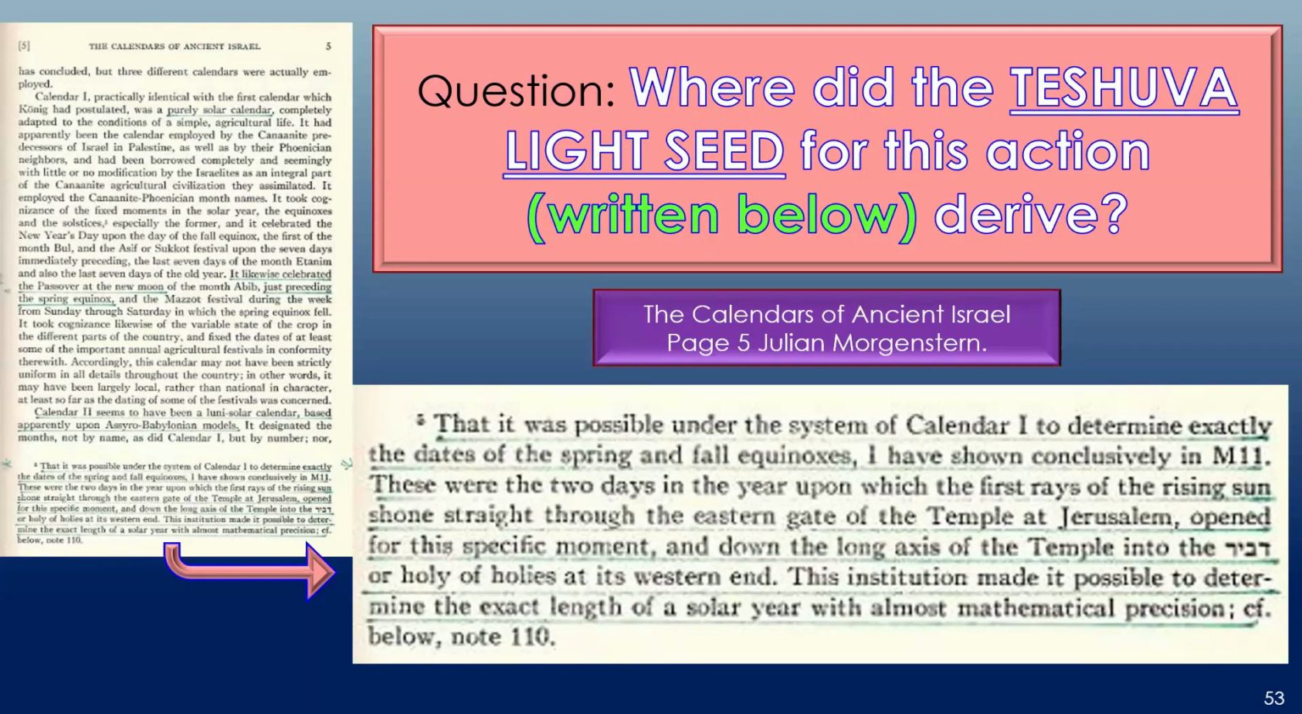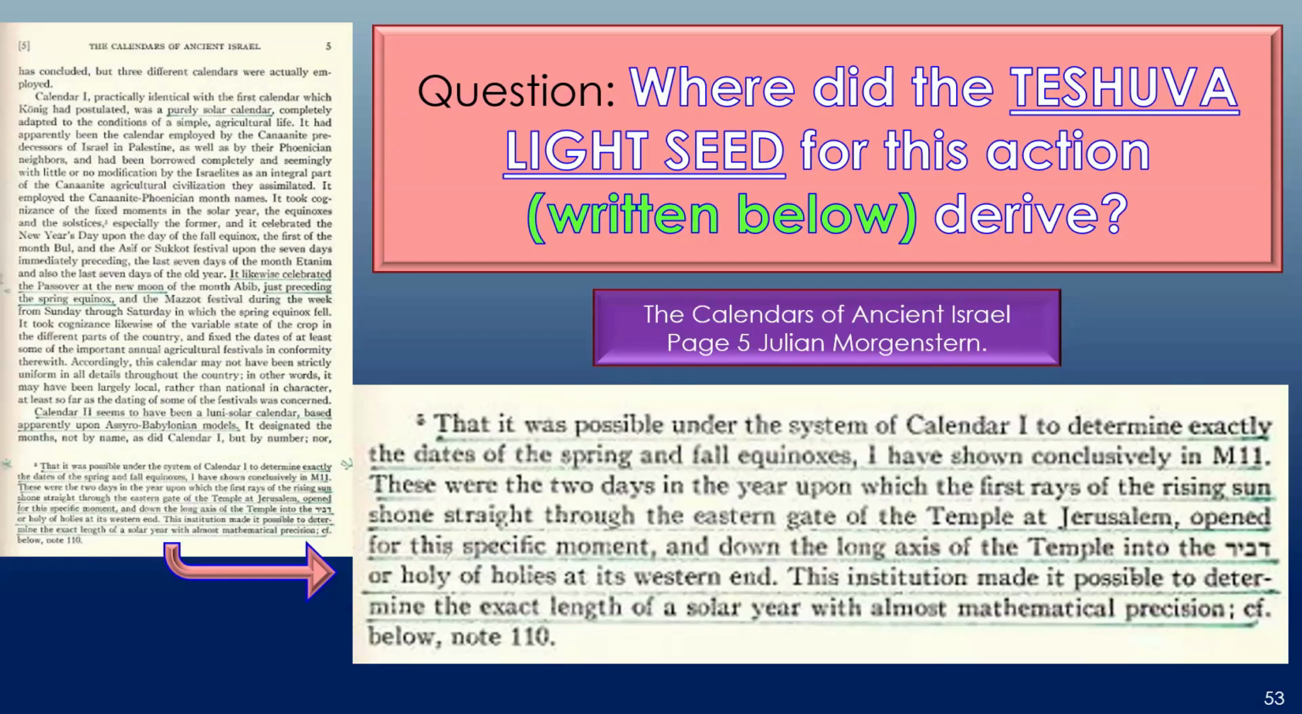Let's read it. That it was possible under the system of calendar 1 to determine exactly the dates of spring and fall equinoxes. Exactly. You notice that. Exactly. That's not the lunar calendar. Continuing on, I have shown conclusively in M11 that he showed this very, very well.